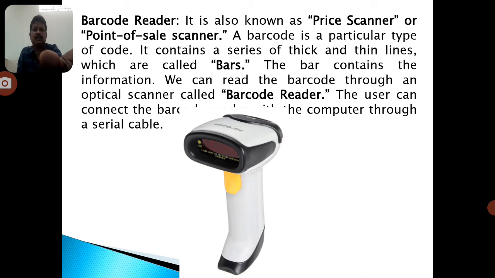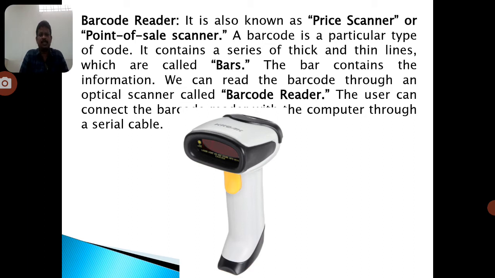And the second one is the barcode reader. We know that it is a price scanner or point of sale scanner. If you go to any shopping mall or shop, you can observe scanners for ATM cards or other things, where they check with the barcode reader. The barcode reader is especially used in shopping malls like a price scanner. Whatever price is taken, they can scan with the help of this barcode device.